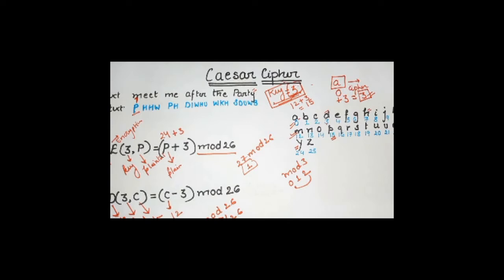So this is the entire methodology for Caesar cipher. There's a problem associated with Caesar cipher. The problem is, if someone knows that a given ciphertext is actually coming from the Caesar cipher technique, then a brute force cryptanalysis can be easily performed.